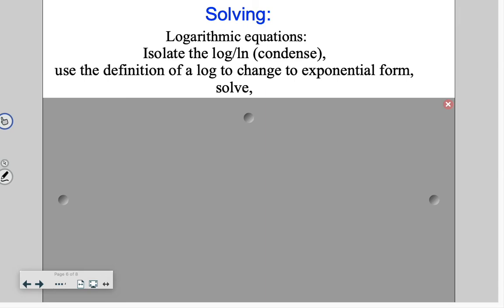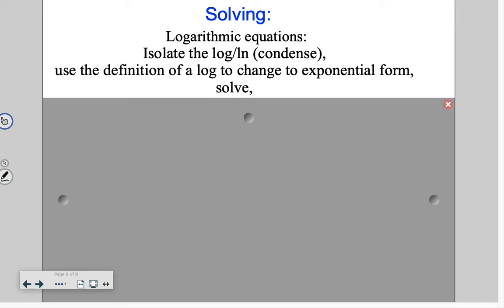And then solve. Isolate the log, switch forms, and solve the resulting exponential form. Just like we were doing before, it got easier after we switched forms. Same thing will happen here. Once you switch it into exponential form, it's going to get a lot easier to solve.